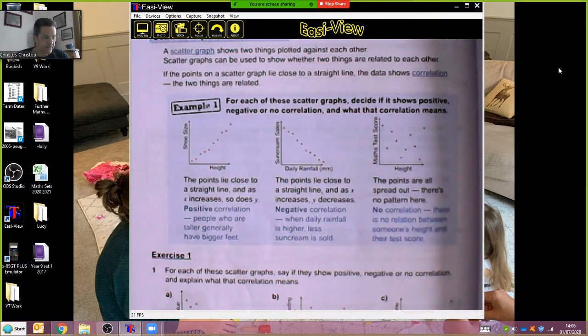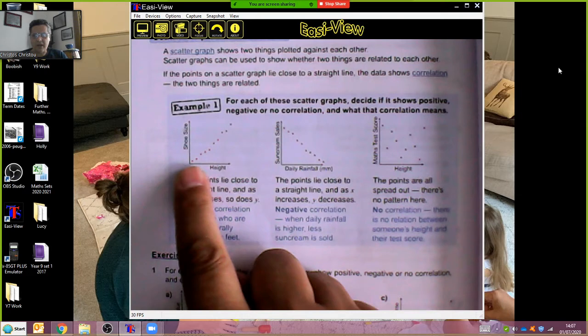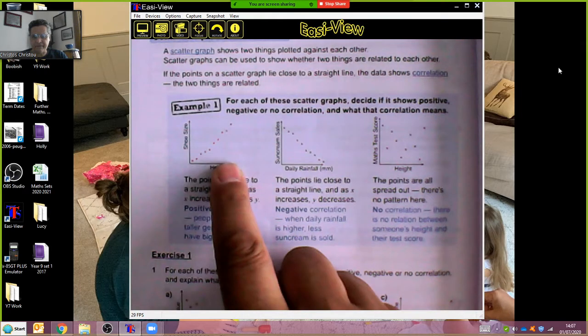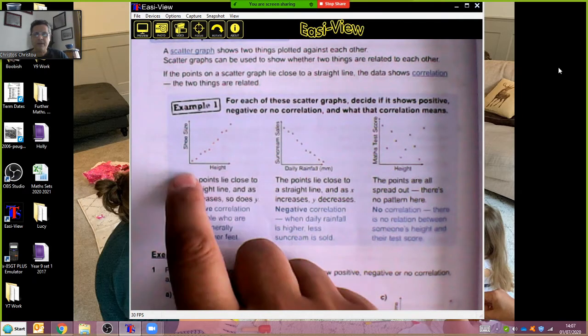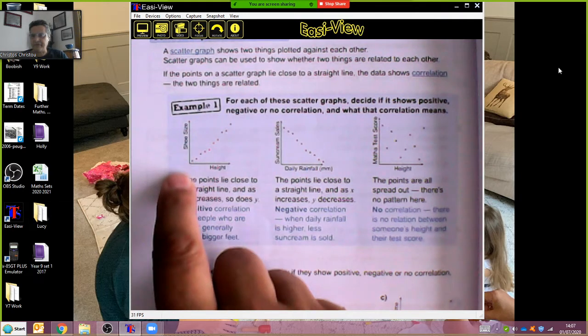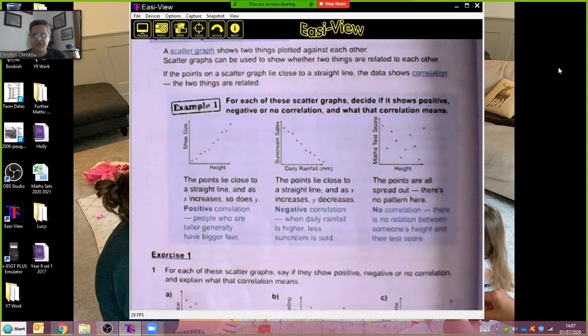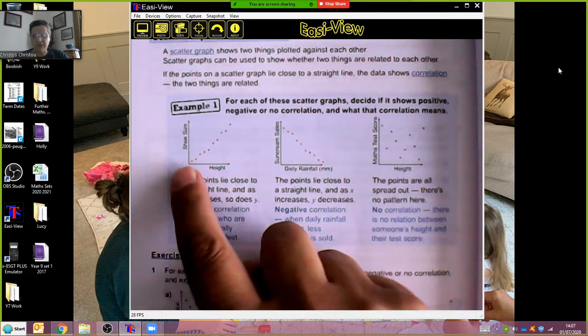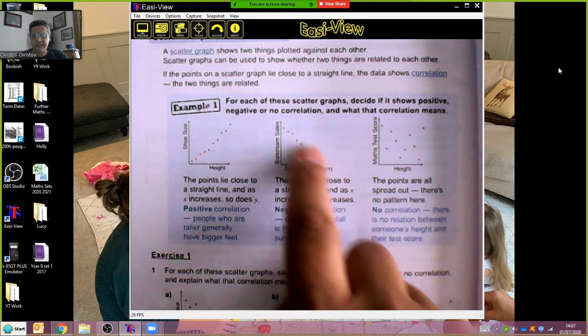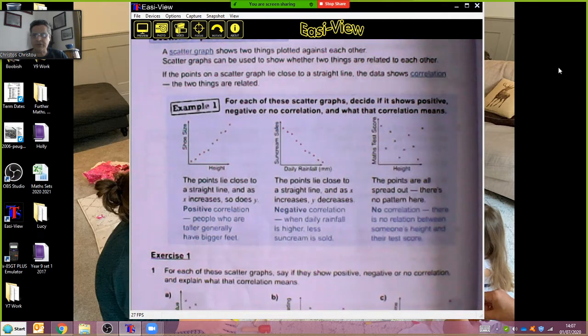So please understand that height is not a thing, it's a variable because heights change between people. Shoe size is not a thing, it's a variable because shoe sizes can change between people. And here we see a positive correlation, a negative correlation, and no correlation at all.